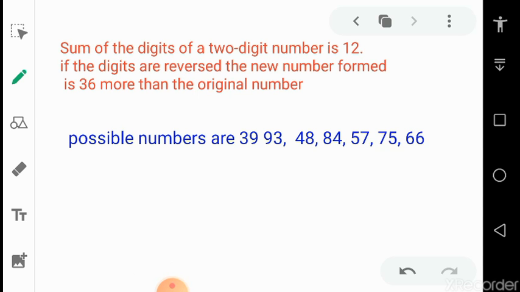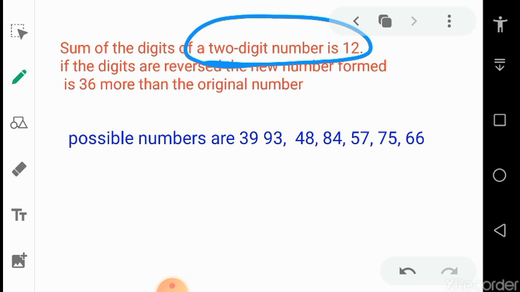Now what I have written, as sum of the digits is 12, so make all the two digit numbers with possible combinations whose digit sum is 12. It may be 39 because 3 plus 9 is 12, maybe 93 because you are changing the digits, 48, then 84, 57, then 75 and 66.